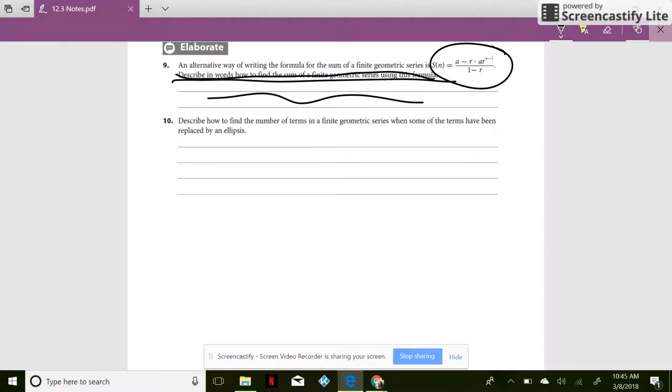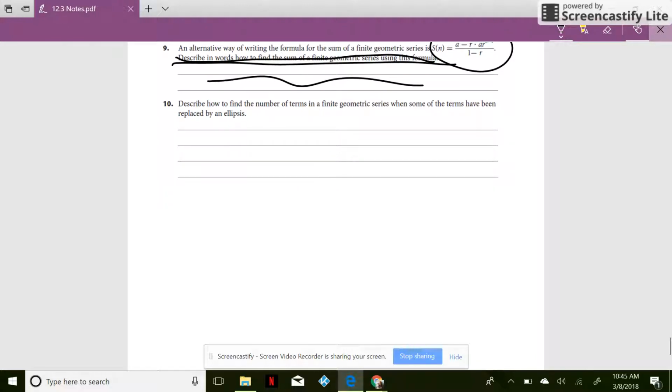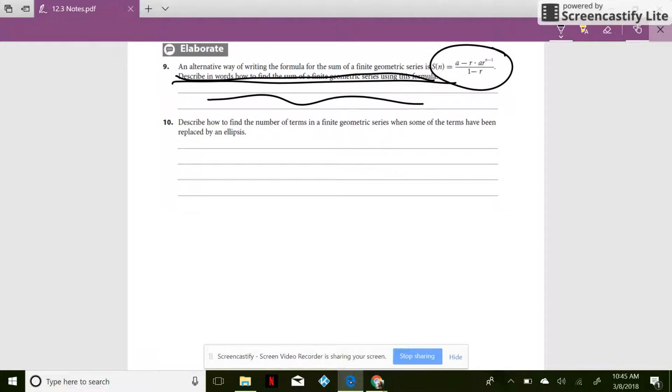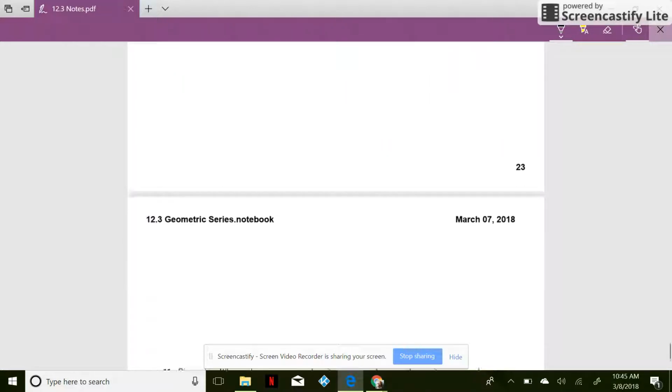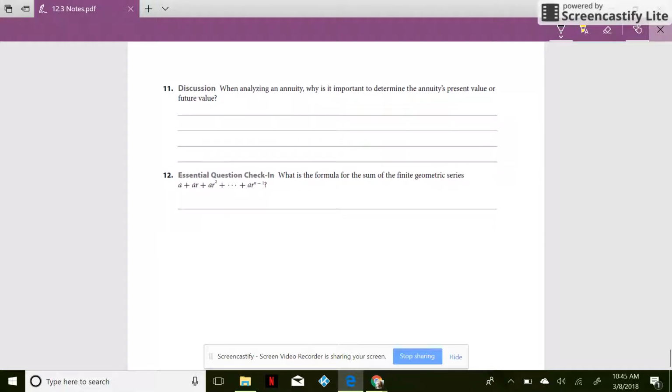Describe how to find the number of terms in a finite geometric series when some of the terms have been replaced by an ellipses. Usually the easiest way, identify the common ratio. And create the missing terms. Again, there's another method, which is in, I believe, the first video of this series, but typically you won't get a large number of terms, so you can just find out what those missing terms are and then count them.